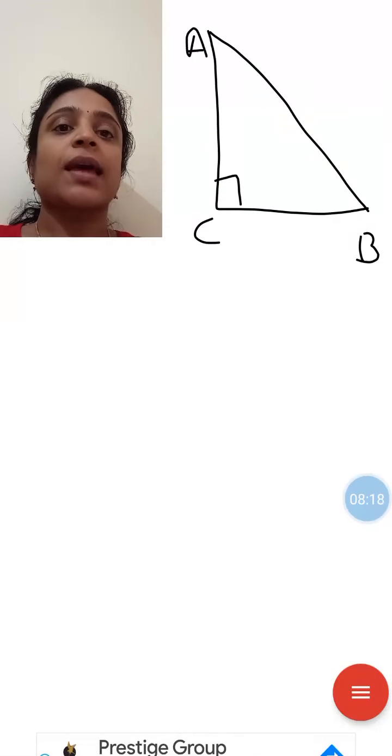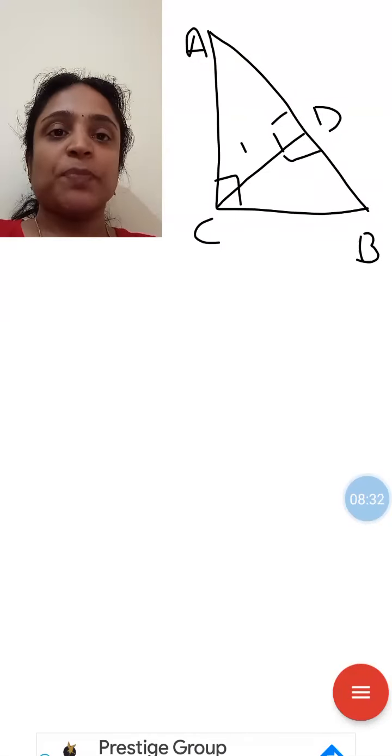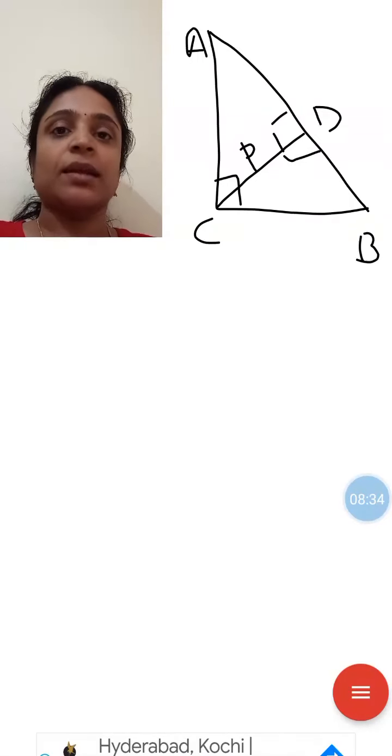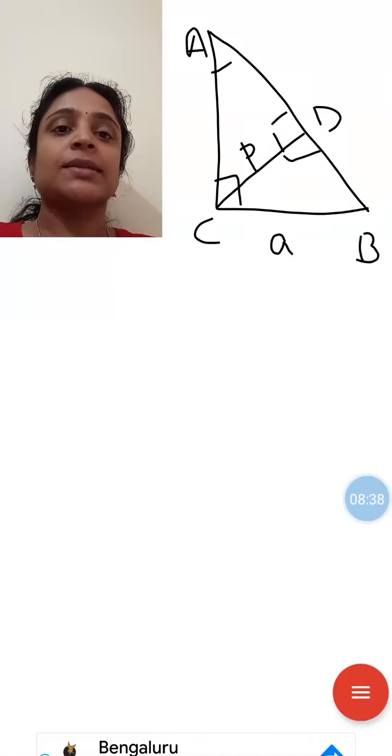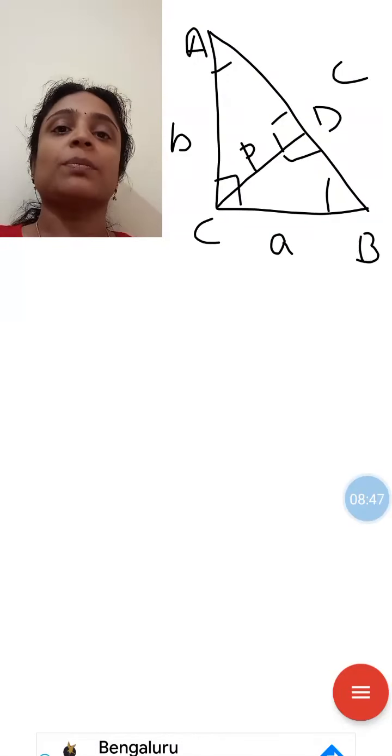And CD is the perpendicular, so this angle will be 90, this angle will be 90. Given that P is the length of the perpendicular, the opposite side of angle A is a, then b is the side opposite angle B, and c is opposite angle C. We have to prove that 1 by P square equal to 1 by A square plus 1 by B square.